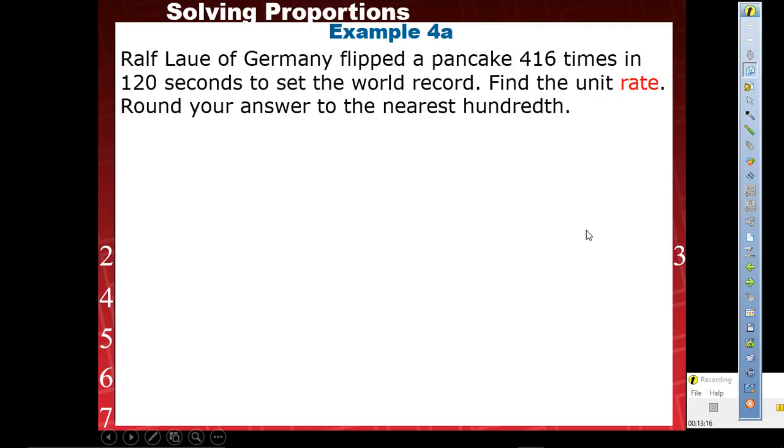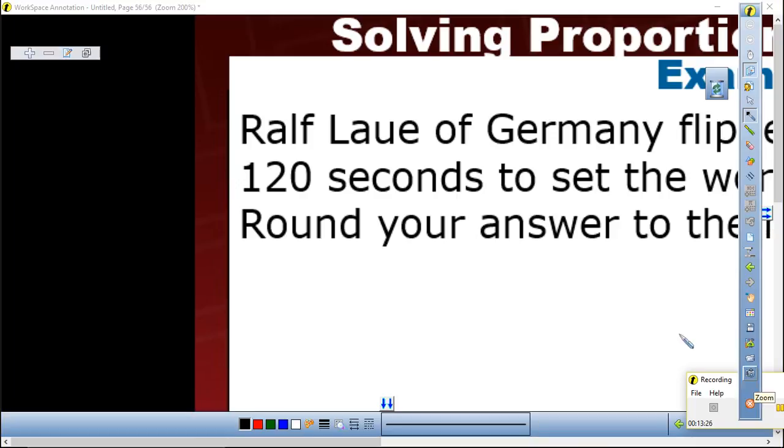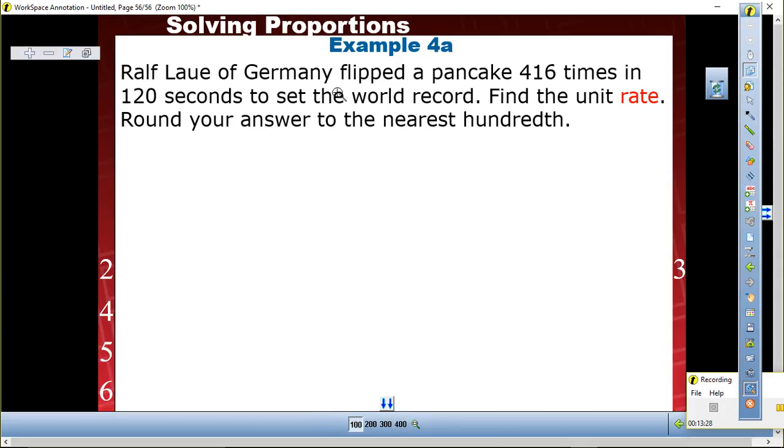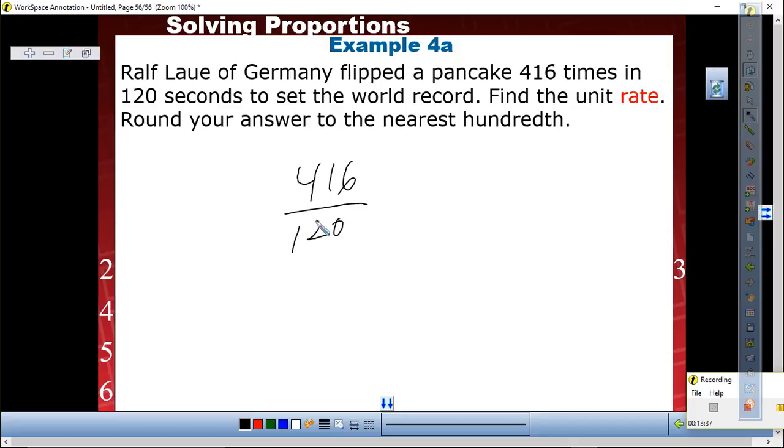Let me show you how to do a unit rate before I give you the last part of the home play. Look up. Check this out. Don't copy this, just pay attention. It says, Ralph Lau of Germany flipped a pancake 416 times in only 120 seconds. Find the unit rate. To find the unit rate, I want to find out how many times he flipped it in 1 second. That means I'm going to write here what?